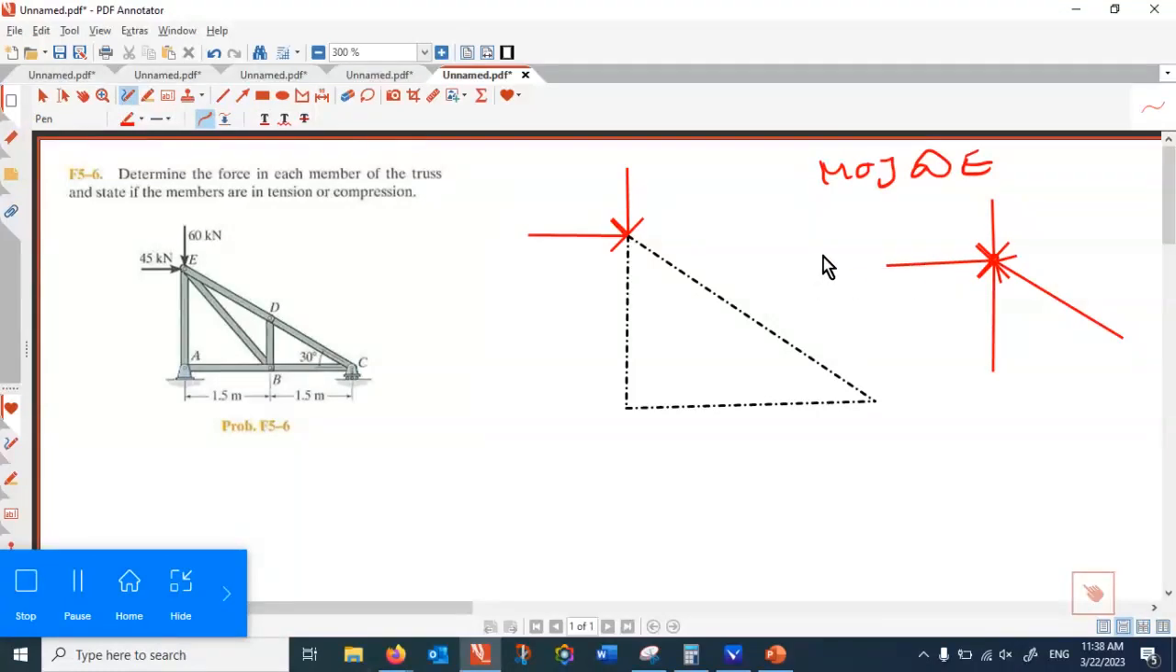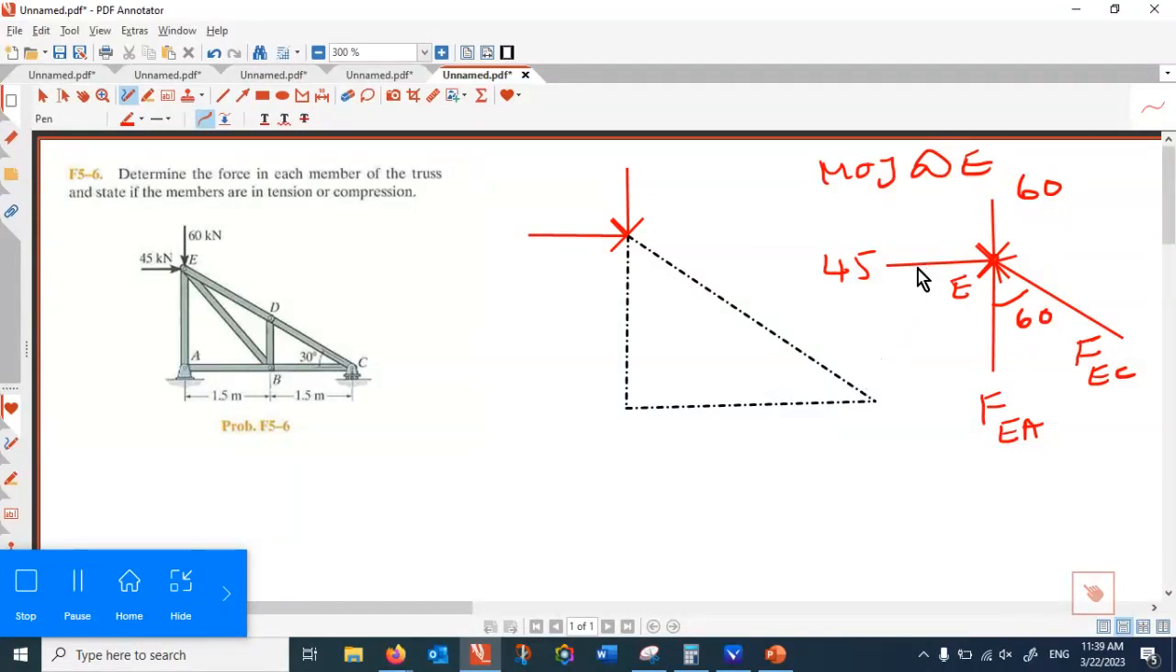So this is E, and I have 45 kilonewton here, 60 kilonewton here. And how should I label this one? Anyone can help me with labeling that? FEA, and this one should be labeled as FEC. There's no ED anymore. It's EC. And this angle is 60 degrees.